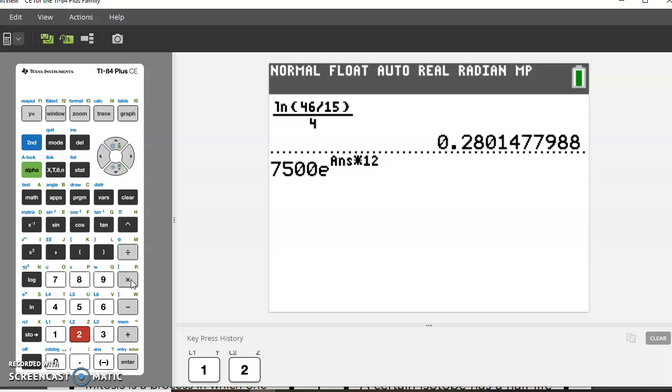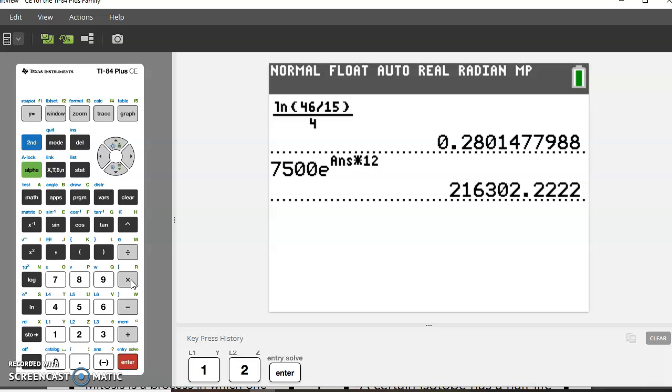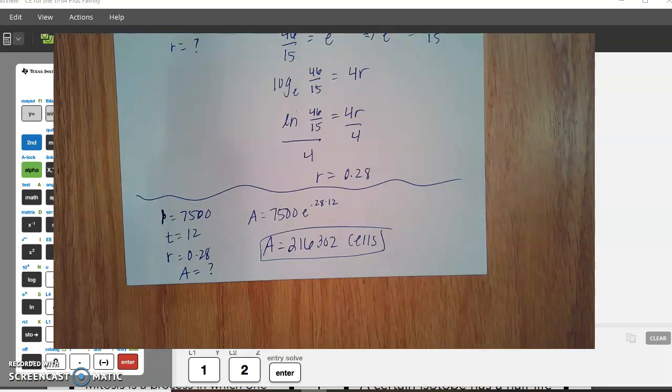If you just were to do the 0.28, you'll get a decimal that's very similar, but you're going to notice it's going to be slightly different than this. So in this case, I know that I'm going to have 216,302 cells. So that would be my final answer for number 18.